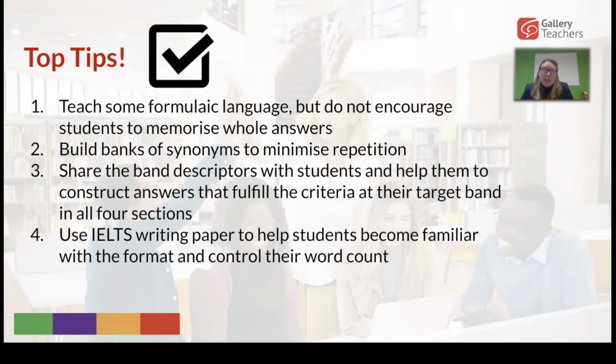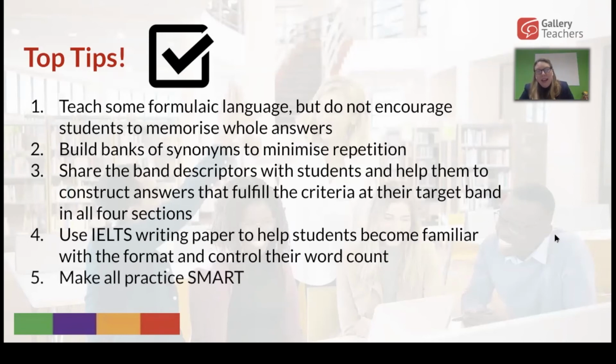So using IELTS paper is really helpful because they will be able to get a visual of how much they have written without having to count the words, okay? So at the beginning, you tell them, count the words, count the words. But after doing this a few times, practice, practice, practice, they will just visually see, oh, okay, I've written a page and a half. So in my handwriting, I feel quite comfortable that I have done 150 words, okay?